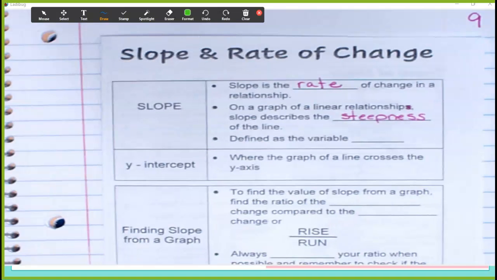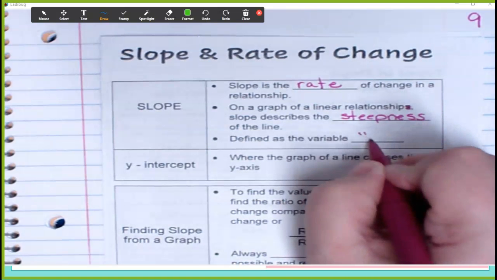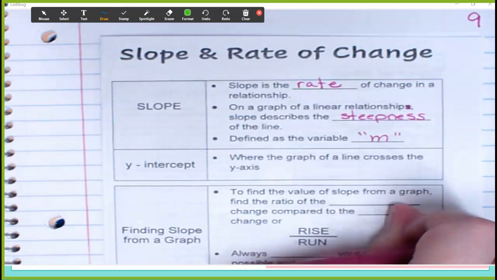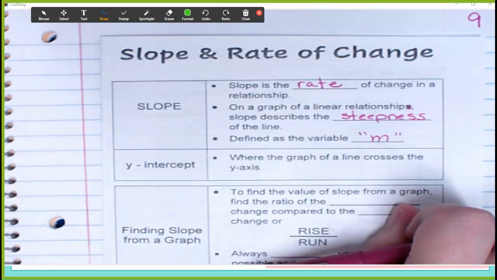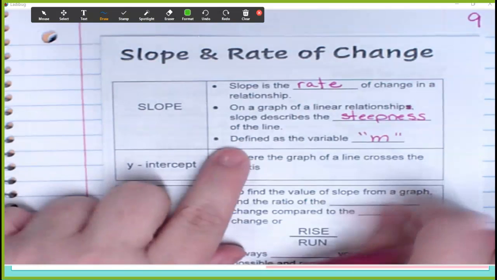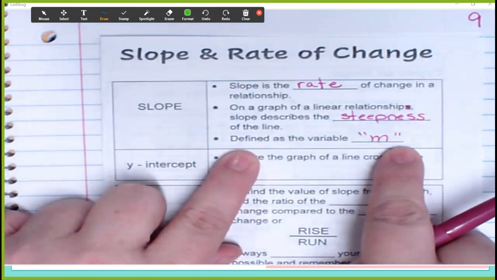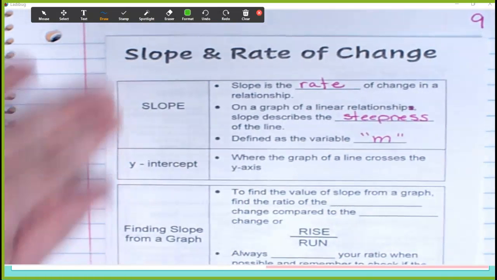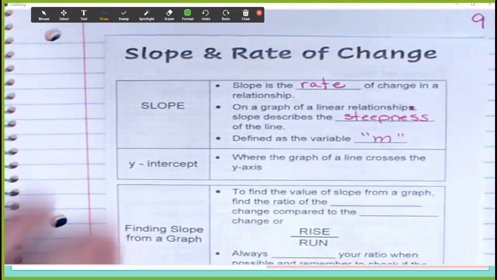Also, slope is defined as the variable m. We're not going to need to use that variable just yet, but I wanted to include it in the notes, because when we get to that point, if you look back at slope notes, you'll see that we do label it the variable m. Okay? Today we're just going to worry about counting slope, so we won't be using that variable just yet.